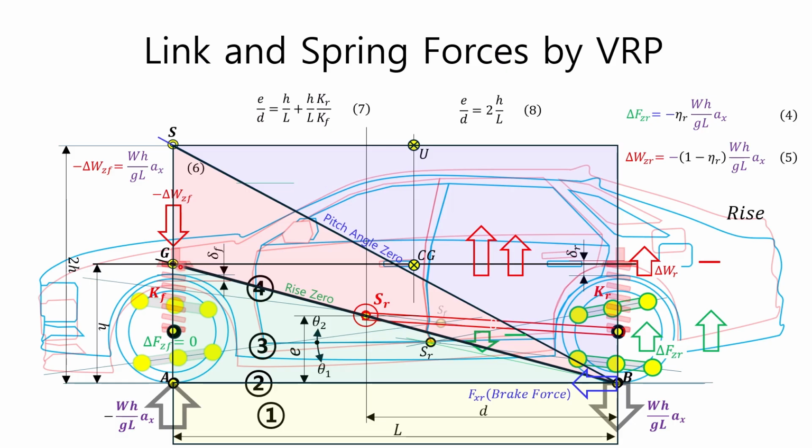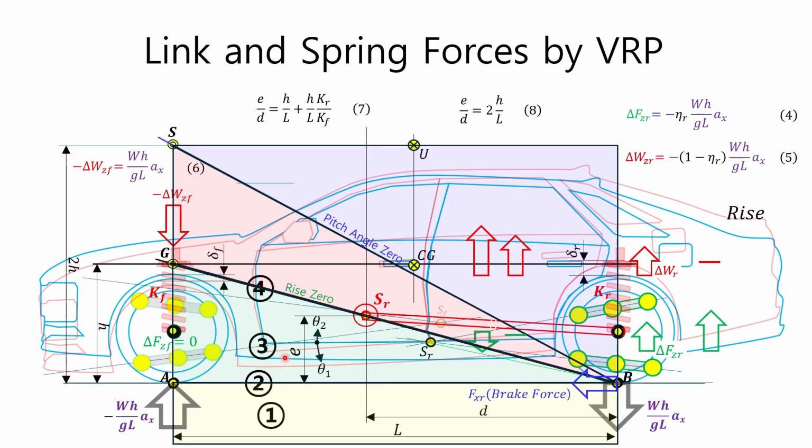In this case, a vertical force tensile the rear spring and a vertical force tensile the rear suspension links are generated, both acting vertically upward. In this case, eta R is greater than 0 and less than 1. Most commercially available vehicles have a virtual reaction point in region 3.